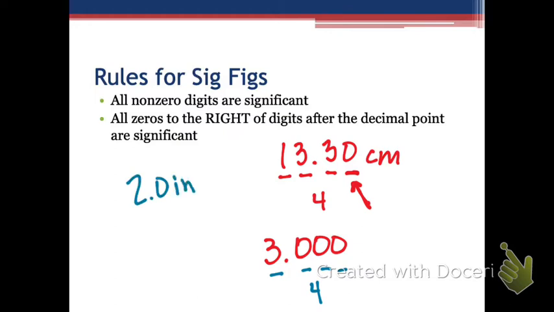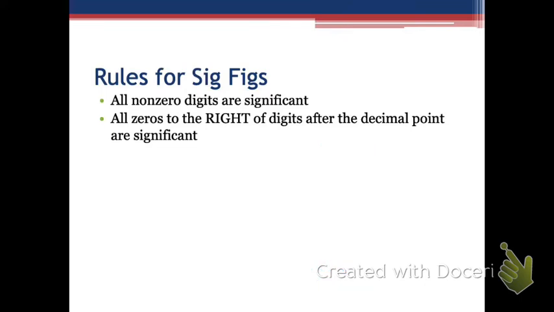2.0 inches. Two, right? There's my sig figs right there. Okay, both of those are significant. I estimated that zero, so it is significant. Zeros between digits are significant. That just now becomes a zero that's part of the number. So that looks like this.